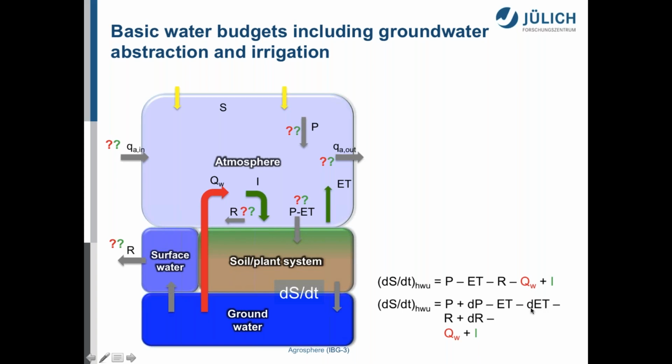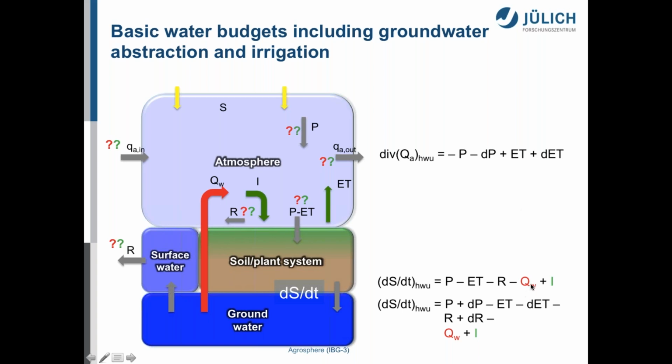I want to say one thing, this equation is wrong. Why? Because I write these changes in ET and P, precipitation, and runoff as linear corrections. This is of course not true. These are highly nonlinear systems, and the change in ET is not simply a linear correction, but I put it here just to illustrate what's happening. Now I can do the same thing for the atmosphere, and I put in here again these corrections because precipitation might change and ET might change. Again, these linear corrections are just for illustration here.